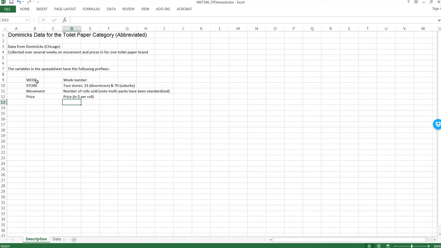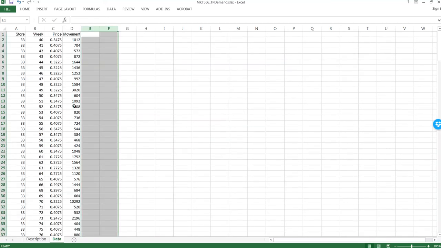It contains the week of the observation, the store, whether it was the downtown store or the suburban store, the movement or the number of rolls sold. It's called movement because it's multi-packs, and we'll do this on a rolls or a unit rolls basis. And then we have the price per roll. Now, I'll remind you that these are aggregated across the week, so we don't have individual level data, but we have weekly level data.